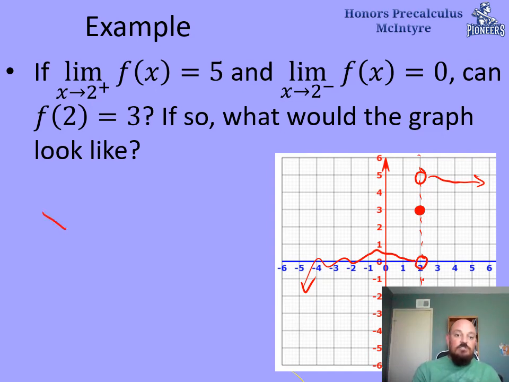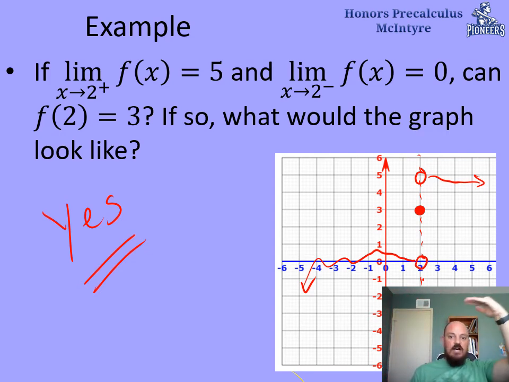So the answer to the question is yes, you can. And the graph would look something like this. You would have that point kind of floating there on 3, and then you would have one limit coming in up here at 5, and another limit from the other side coming in down here at 0, but you have to have open circles on both of them. You can't have more than one point on that vertical line.